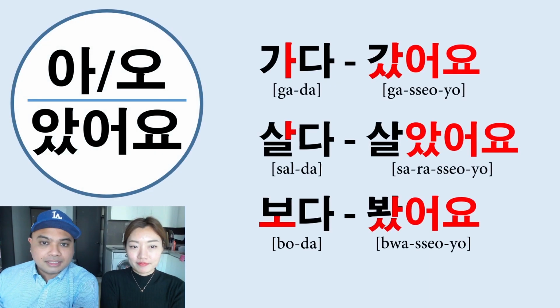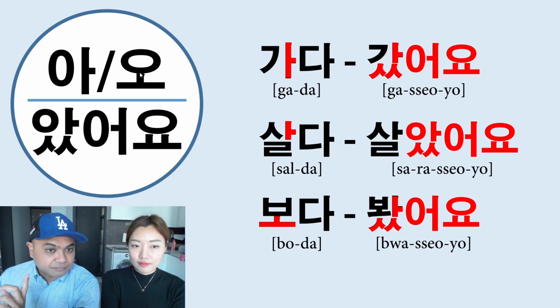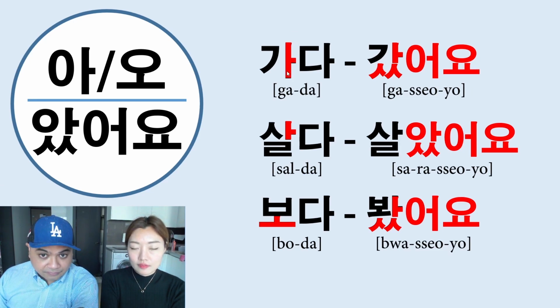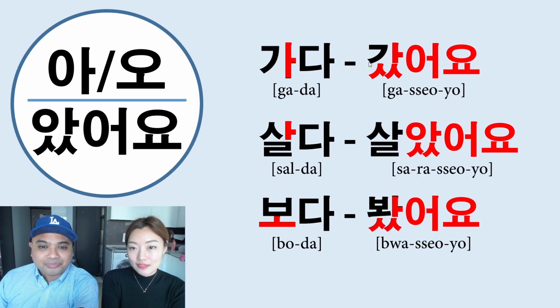Okay. So here we have the first rule. If the last vowel is an a or an o, you need to add 았어요. So 가다 means to go, and the last vowel is an a, so we need to say 갔어요. 갔어요.